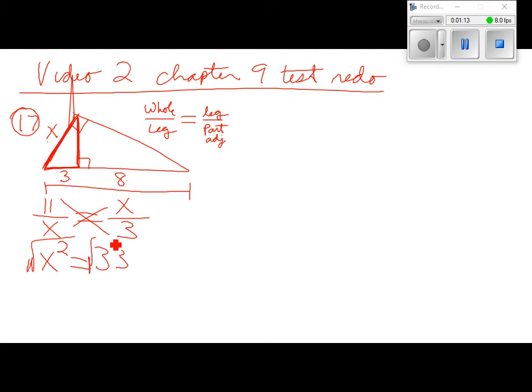Take the square root of both sides, square root of x squared is x. You could leave your answer as the square root of 33 since it's not a perfect square, or you could grab your calculator and take the square root of 33 and find out that it's about 5.7, and I would accept either one of those answers. That's a 5.7. The next question you had to do was number 1.